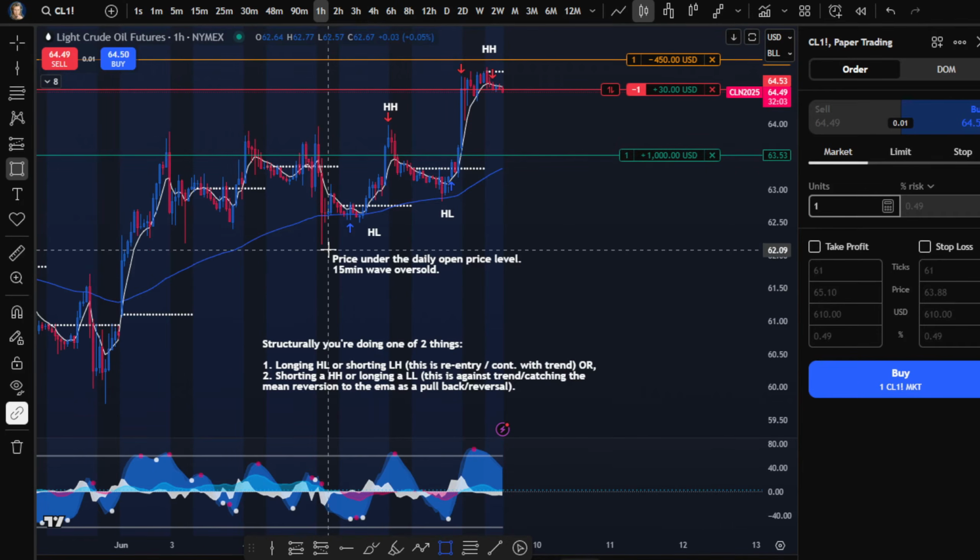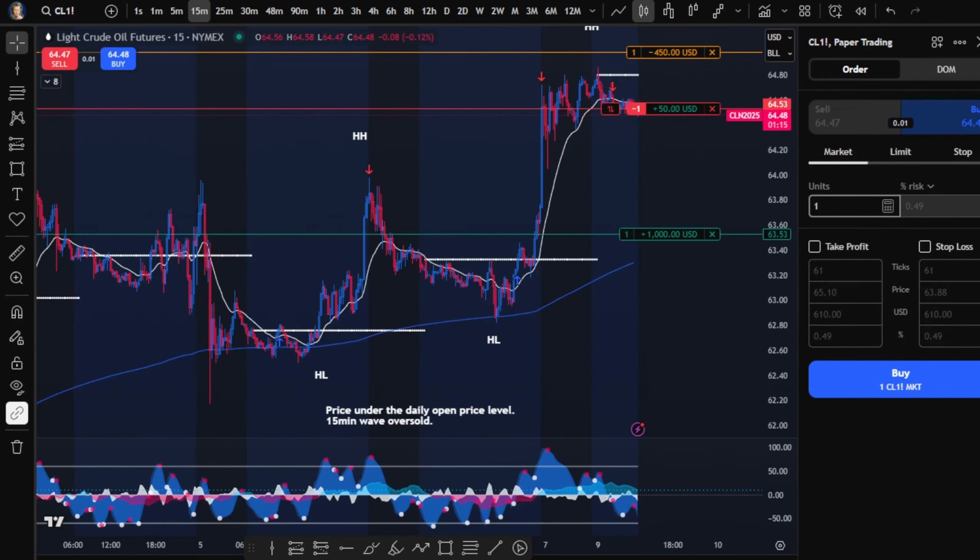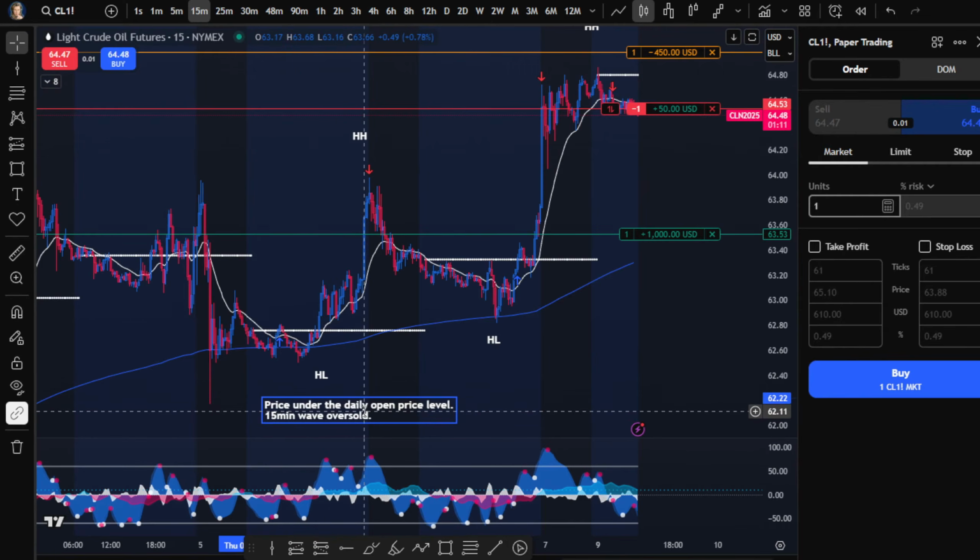So now we're going to be going to my strategy where I'm always trying to catch either the wick on a daily or a weekly candle. That's all that I'm trying to do. Alright, so on the 15-minute time frame, you can see this is the summary. Price is under the daily open price level. The white horizontal lines demarcate the daily open price level for each day.